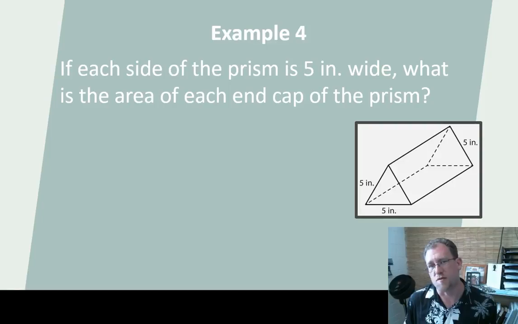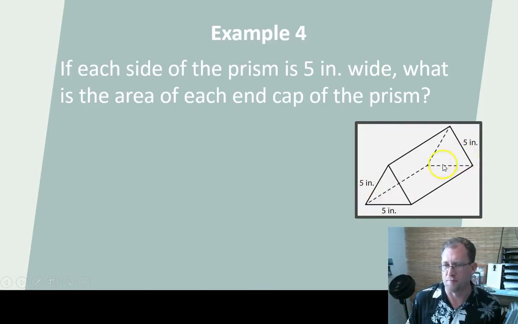Here we're getting you ready to do some prism geometry, even though you're not quite to that. So you're going to get a preview here. This is a triangular prism. It's a triangle on one side, a triangle on the other, and then all the edges are joined by rectangles. That's what a prism is. You haven't had that definition yet, but there's one. And so a triangular prism, if it's 5 inches on all sides of the triangle, it's an equilateral triangle. What is the area of each cap of the prism?